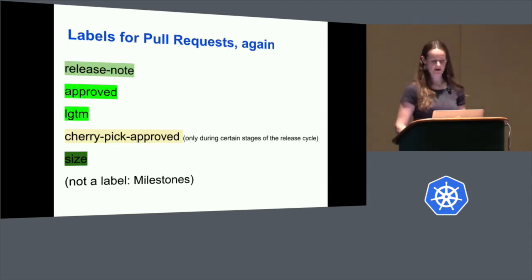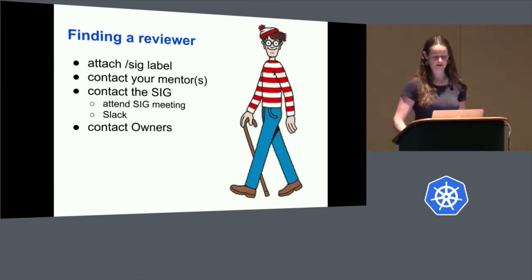Here's a little bit of a review on labels for pull requests. I haven't really talked about milestones. I'm going to maybe talk about that as part of the release later. I'm kind of excited for you all to get started.